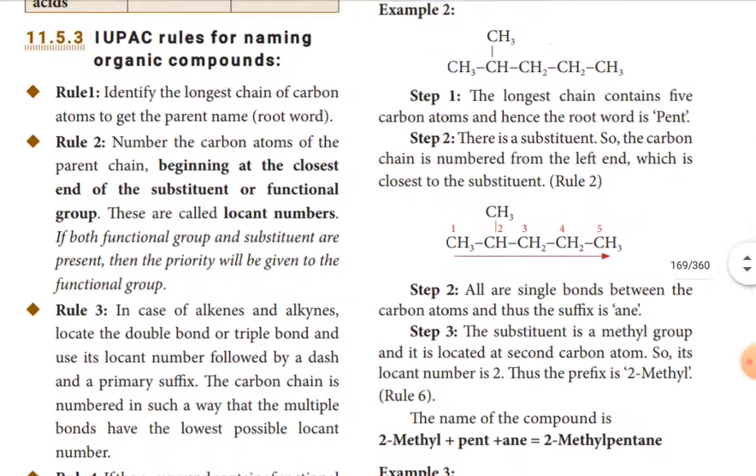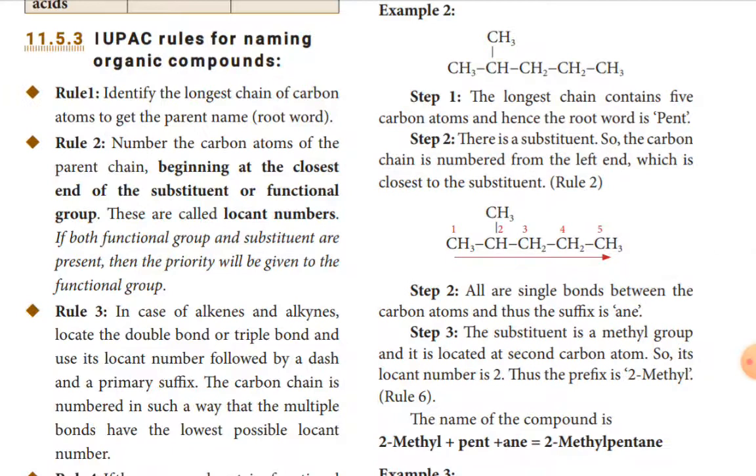Now we are going to study the rules for naming organic compounds. There are 6 rules given. Basically, the first 3 rules are very important, and all these rules are based on the components of IUPAC. What are the 3 important components? Root word, prefix, suffix. You have to be clear about these 3 terms. Root word describes the carbon skeleton, the number of carbon atoms present in the parent chain.